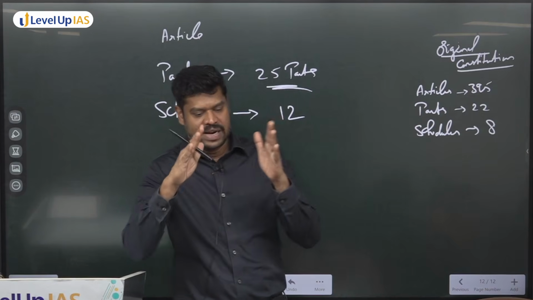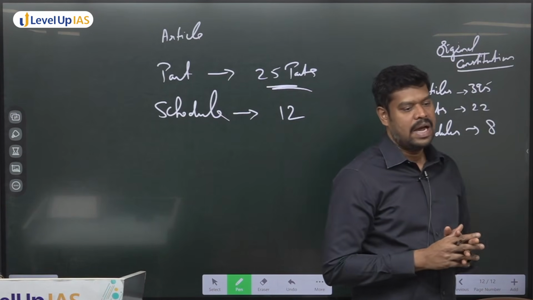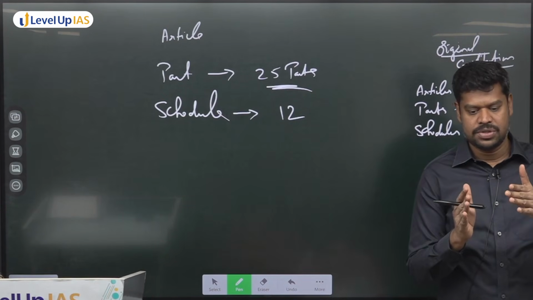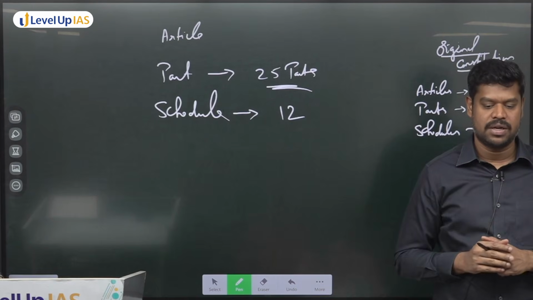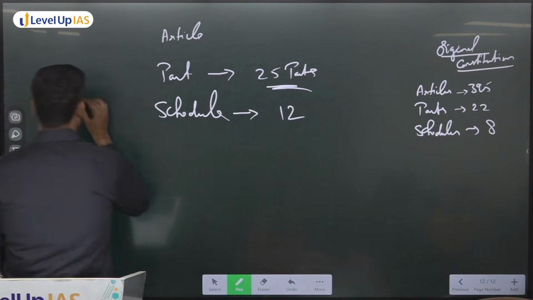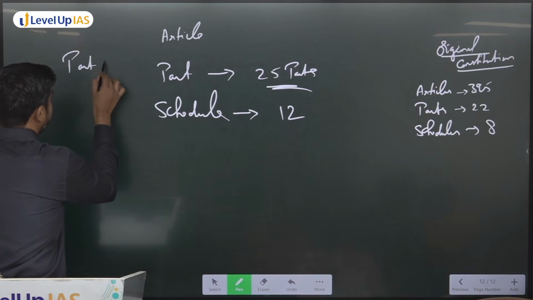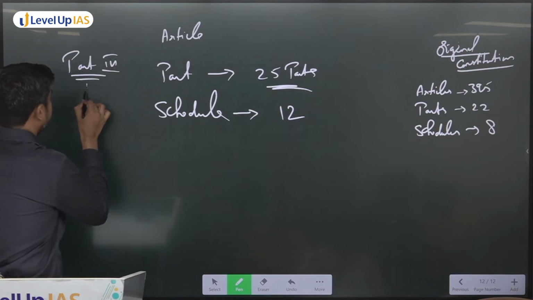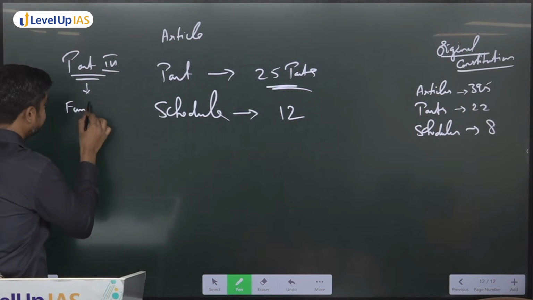Then how do you define a part? A part is nothing but a collection of rules related to a specific matter. For example, if you take Part 3 of the constitution, what is Part 3? Part 3 of the constitution talks about fundamental rights.